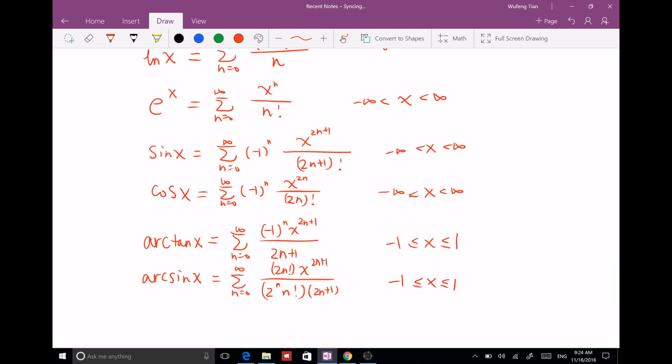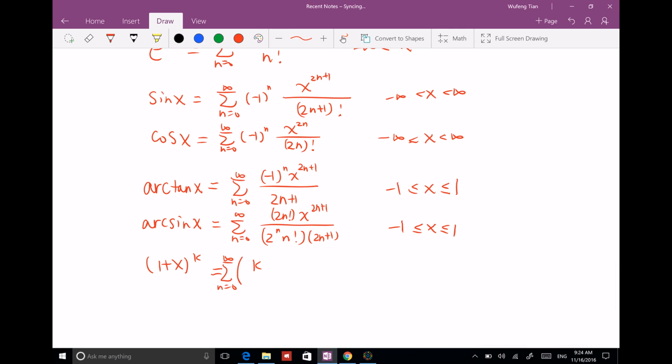And also (1 plus x) to the power k, which is a binomial. We have the sum from n equals 0 to infinity, and k actually is i. Why do I have infinity? It's just 0 to k, I think. The sum from i equals 0 to k of k choose i, times x to the power i, and x is less than 1 and bigger than negative 1.